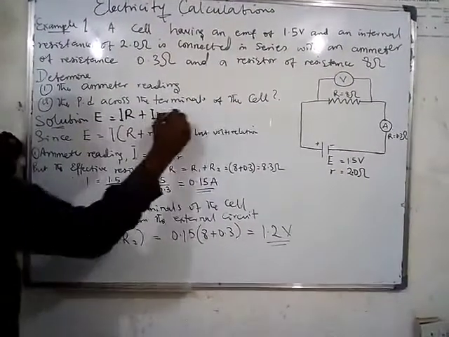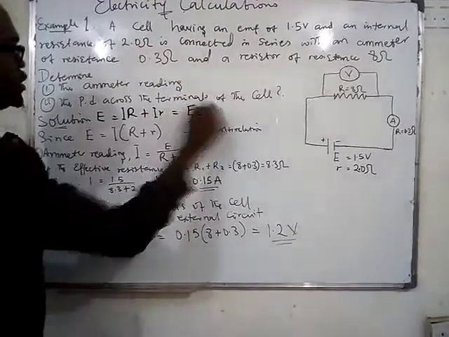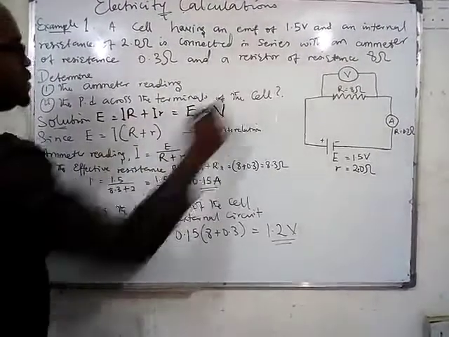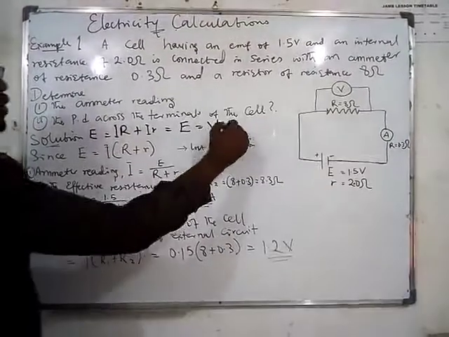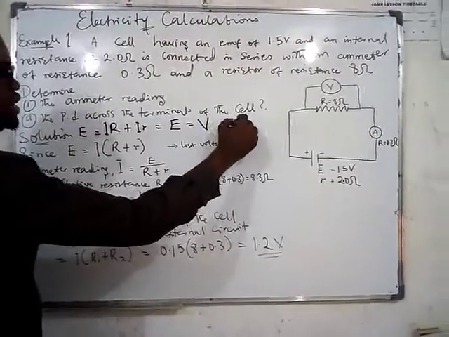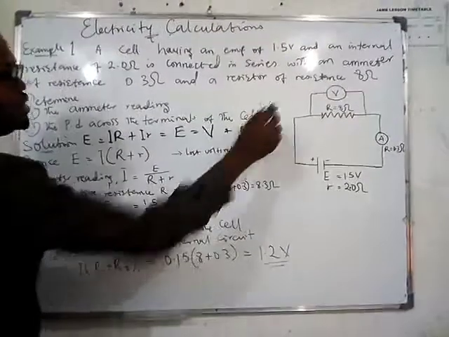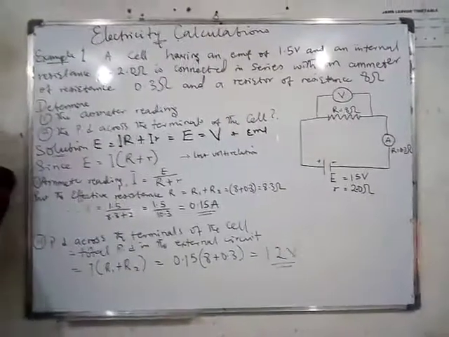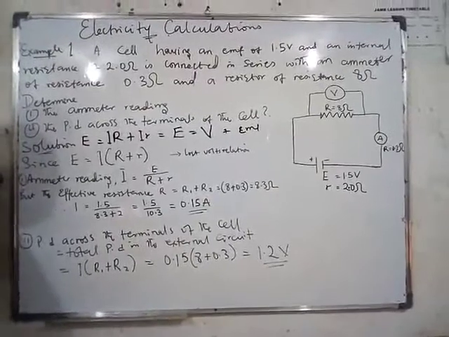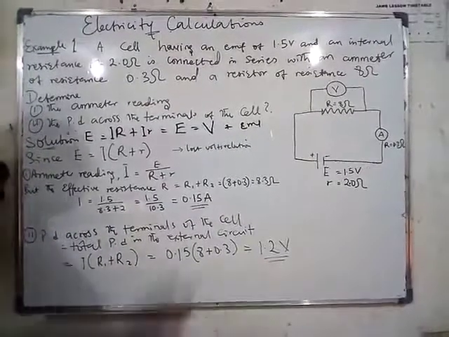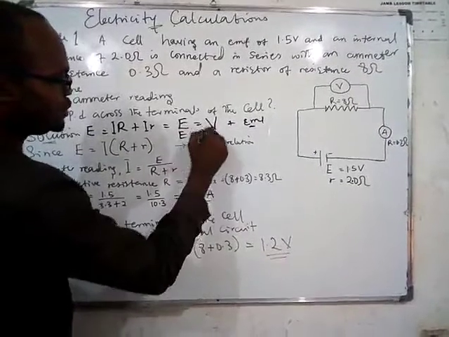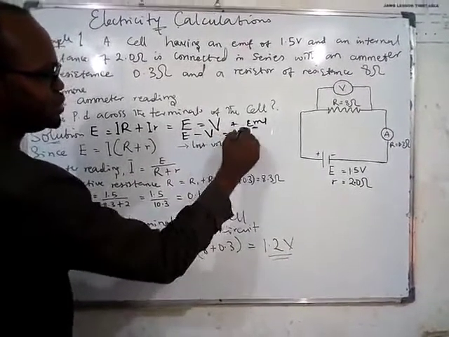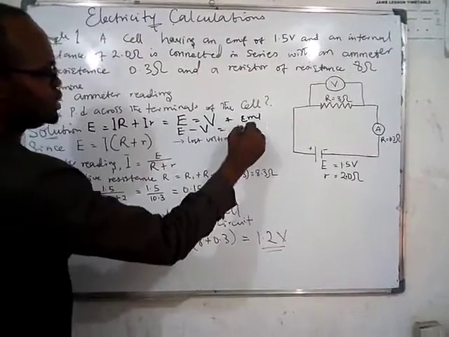And we know that I big R is V, is it not? Yes. Then this other one is the EMF. You understand? Can you understand this? So that this one now is equal to E minus V, equal to this one. Is it not?